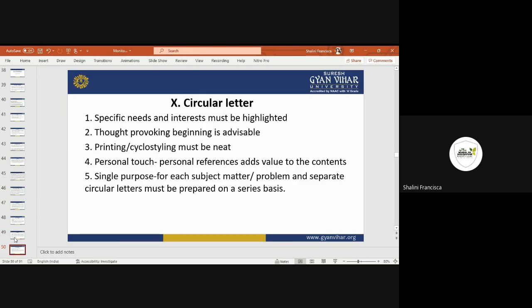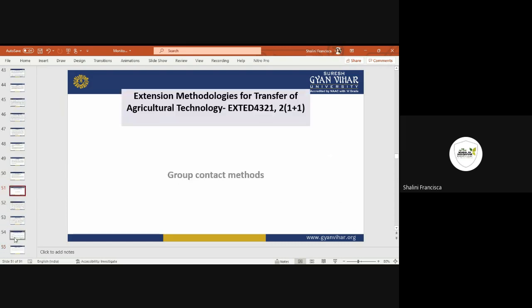Then circular letters. Specific needs and interests may be highlighted through a provoking beginning. Printing must be neat. Personal touch: personal references add value to the contents. A single purpose for each subject matter, and a separate letter must be prepared on a series basis.